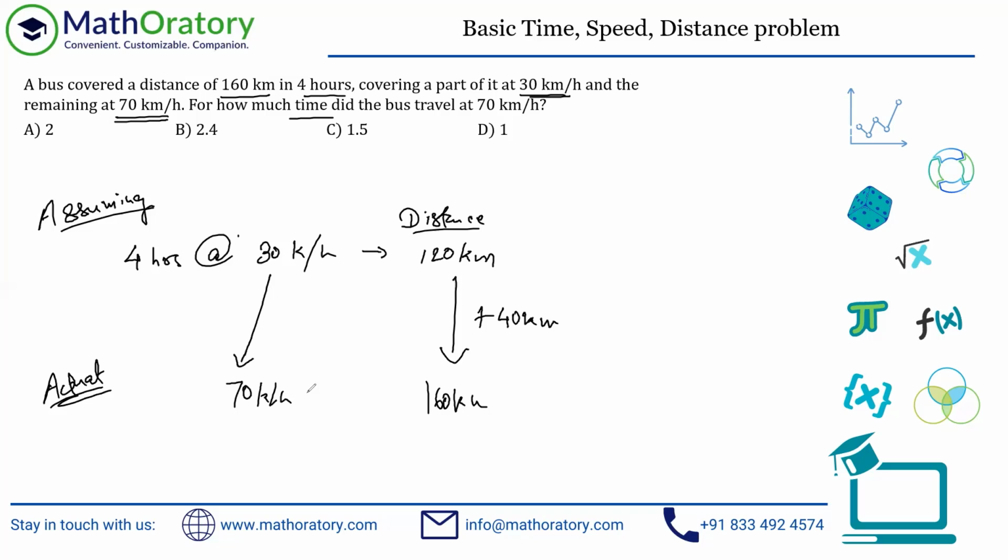Now, every hour you make this change, you travel an excess of 40 kilometers, isn't it? So instead of covering 30 kilometers in 1 hour, now you're traveling 70 kilometers in 1 hour. So every such change will increase the distance by 40 kilometers. And that is precisely what we require, right?